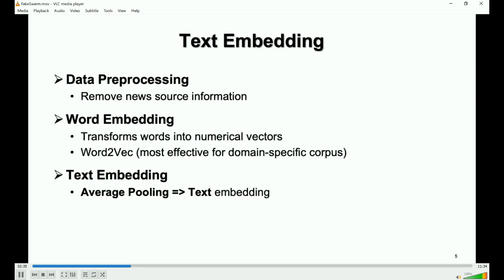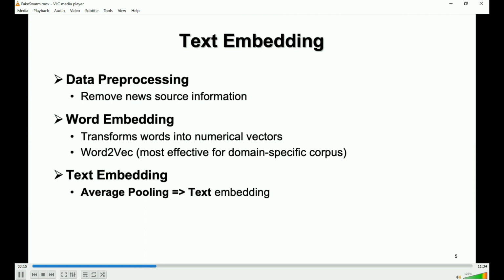The first stage is transforming the raw news to text embedding. We do some data preprocessing, for example, removing text source information in the news. Then we do word embedding. It's a technique in NLP that captures the semantic meaning of words by creating numerical vectors. It improves NLP models by enabling better understanding of text and enhancing performance on various tasks.